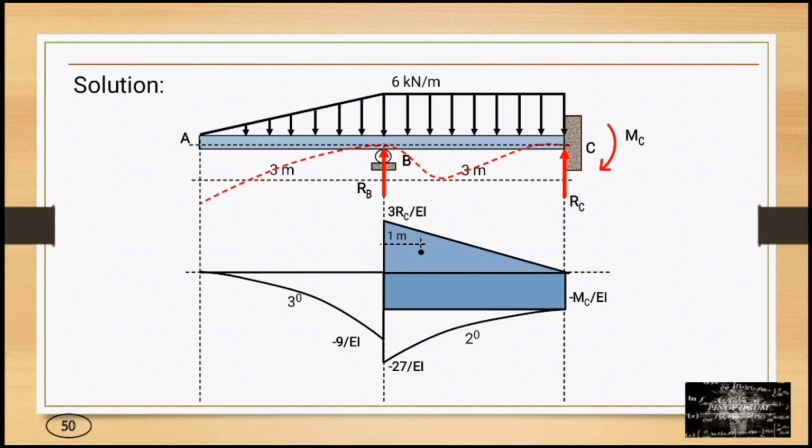For centroids, for 3RC over EI, we have 1 meter from point B. For negative MC over EI, we have 1.5 meters from point B. Then for negative 27 over EI, we have 3 over 4 meter from point B. Then for negative 9 over EI, we have 3 over 5 meter from point B.